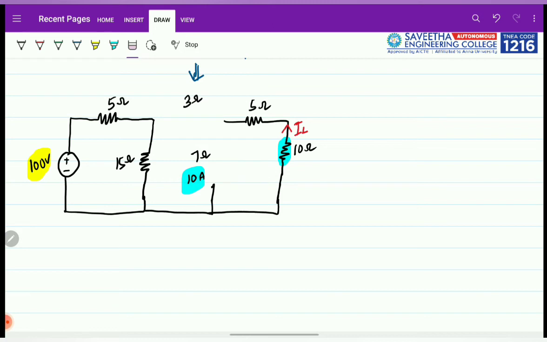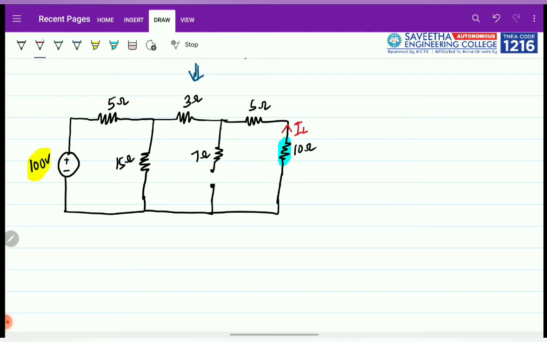In this case I will remove my current source and open circuit it. This is how I would open circuit it. So this 10 amperes is open circuited, and I will remove this value. Okay, so this is how the first circuit will look. For this circuit I need to find the current.